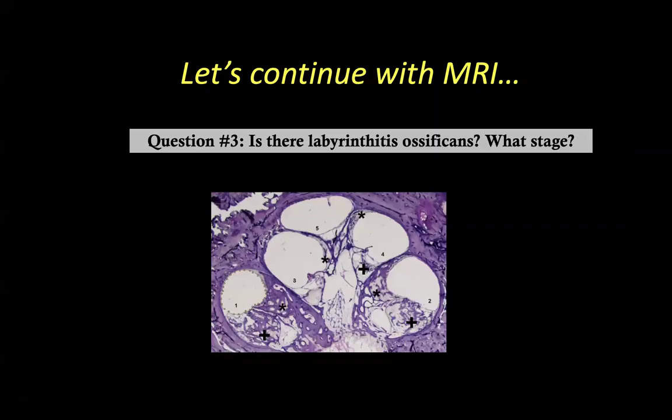Finally, labyrinthitis ossificans. It's an inflammation due to a meningitis that involves the cochlea. And what you need to remember is that there are 3 stages: acute, fibrotic stage, and ossifying stage. And of course, the ossifying stage is the most difficult for the surgeon to intervene on.